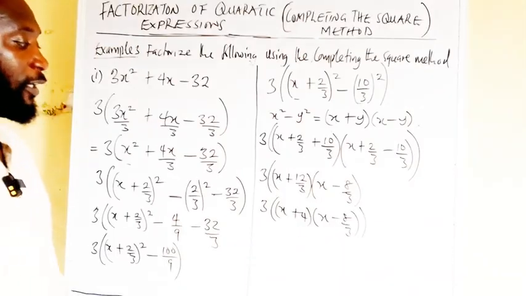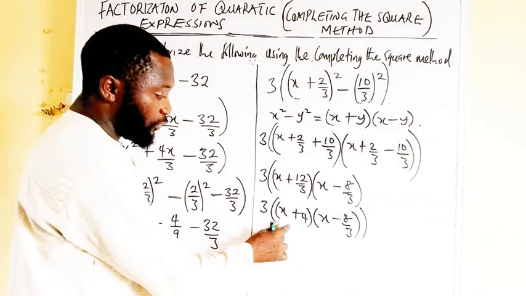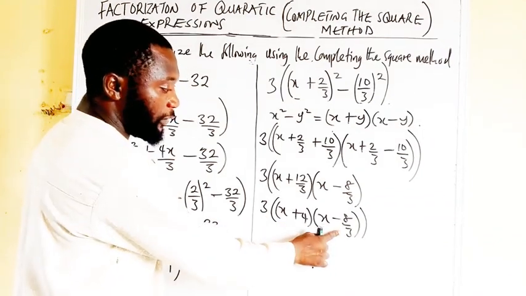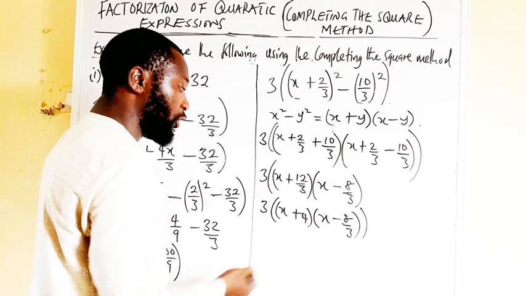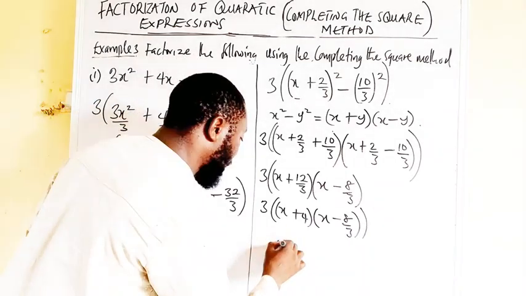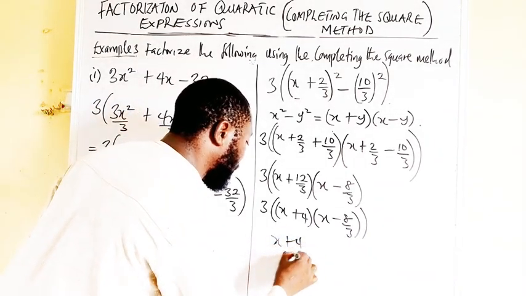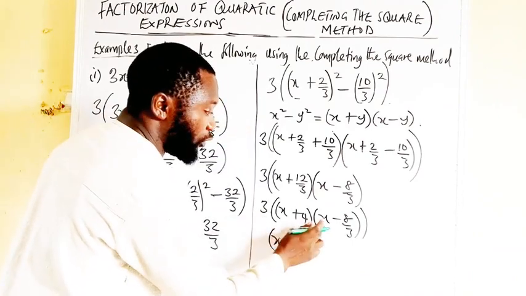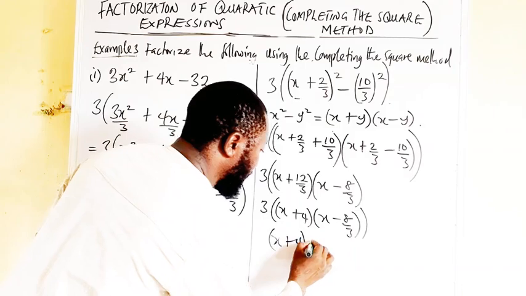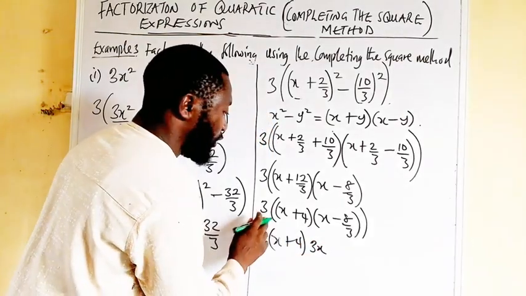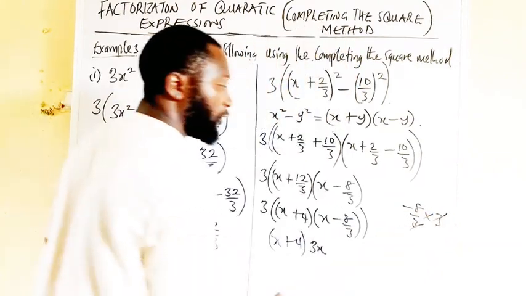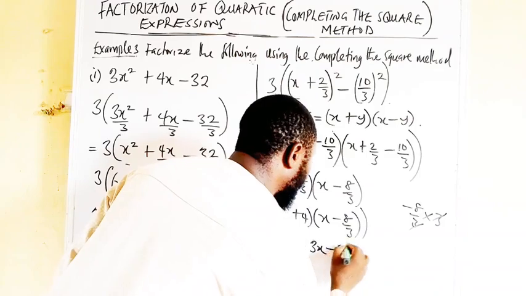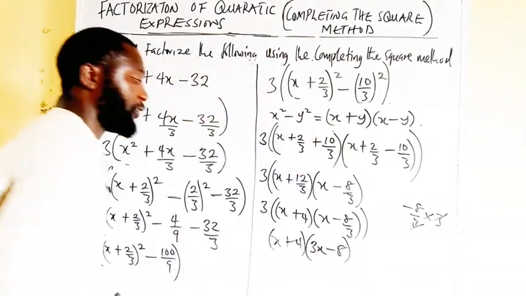But if I want to further simplify, I don't want to use 3 to multiply this, but I will use it for this, so that this one will also be in linear form. It won't be in fraction form. So when you do that, this x plus 4 is outside. Now let's use 3 to multiply. 3 multiplied by x, that is 3x. 3 multiplied by negative 8 over 3, the 3s will cancel out, so we have minus 8. And this is our result.